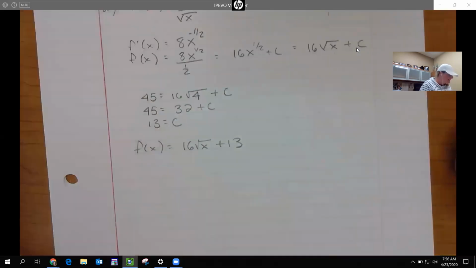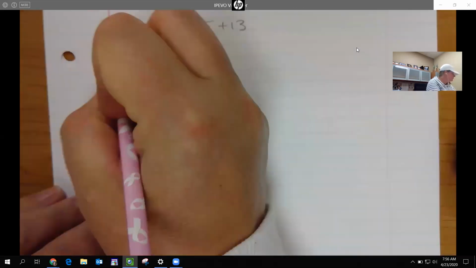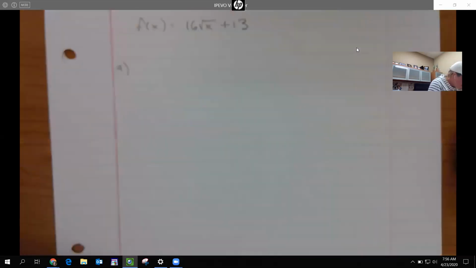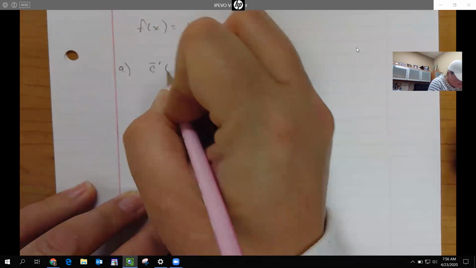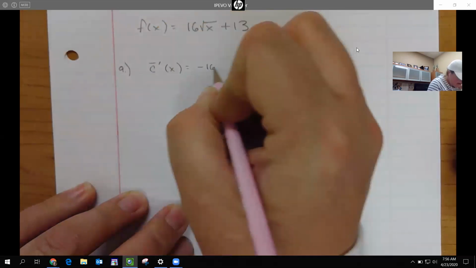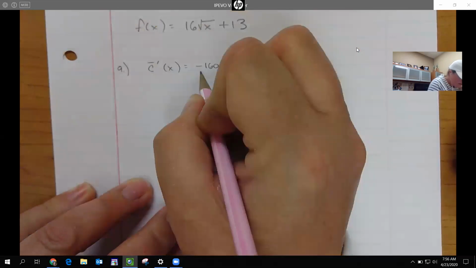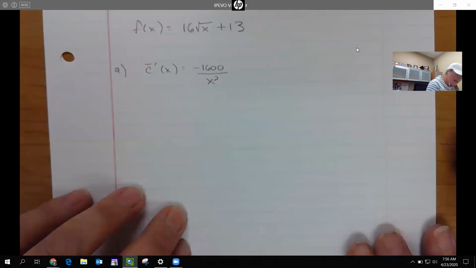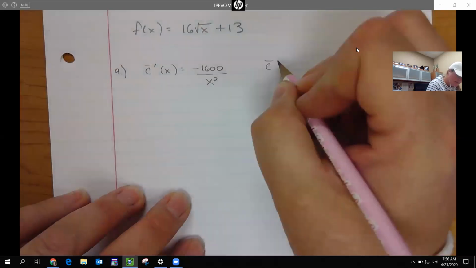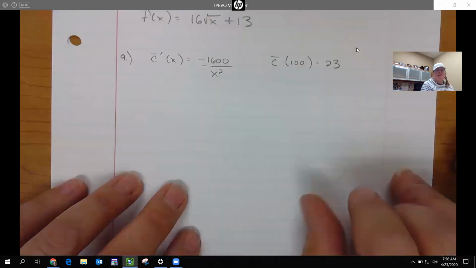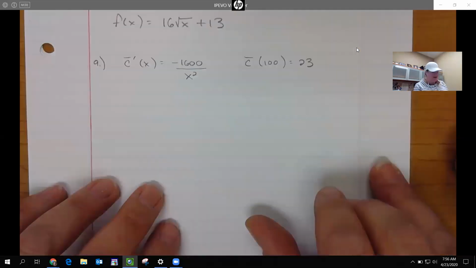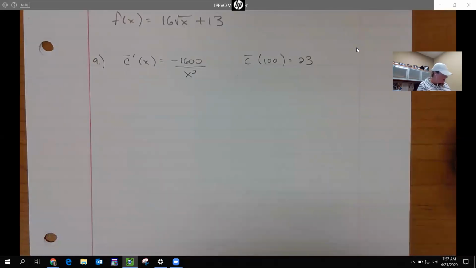All right, let's do a business application. Last question here. What if I say the average cost derivative is equal to negative 1600 over x squared? And then I have a sample too. That's like our point. So we're given the average cost and we're given the derivative, right? So what is the average cost function?